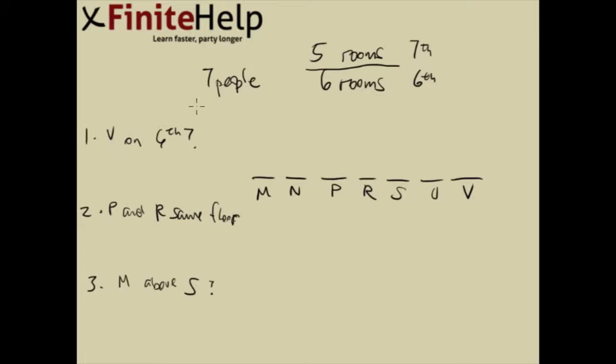For V to be on the 6th floor, that would mean that there are only 6 possibilities for V. And I'm going to fill this out first.